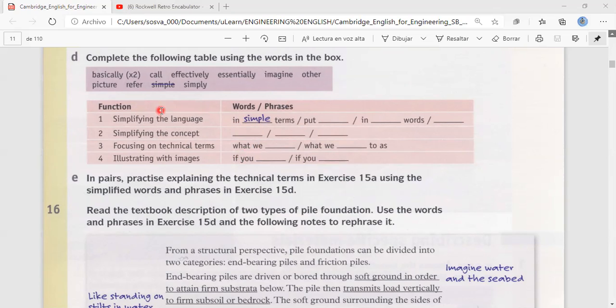Well, it is not very difficult. I understand in this case, simplifying the language, in simple terms. That's a phrase that you use to say that you are going to explain it better or in a simple way. What other phrase? In other words, put simply. In other words. Yes. Okay. Put simply, or put in other words.